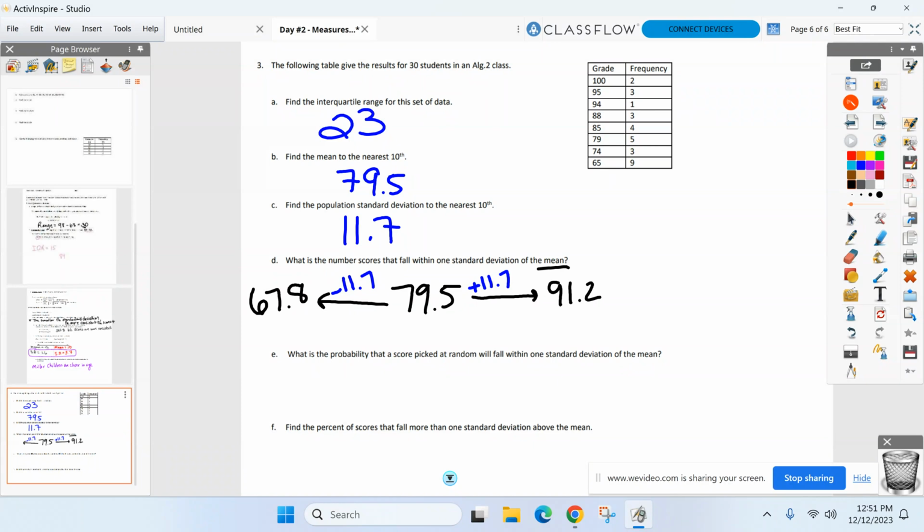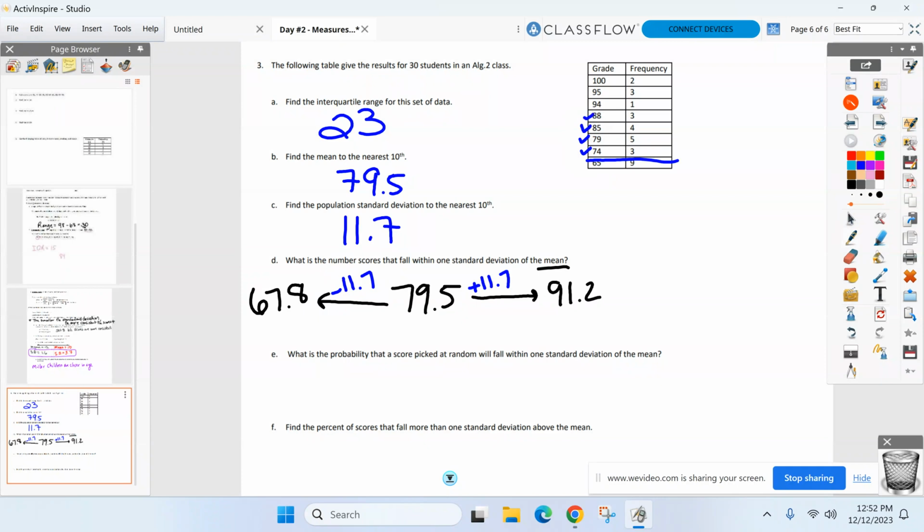And everyone see how I calculated those scores? I added and subtracted your standard deviation. That's within one. Our job's not done yet. Now I got to hit up the table and figure out how many scores fall between 67.8 and 91.2. So let's go to the table. 100 going to count. So let's go down from the bottom. 65 counting. Nope. And you don't need to do this, I'm just crossing them out up here. Would 74 count? 79. 85. 88. 94. Nope, but we don't have to go above.